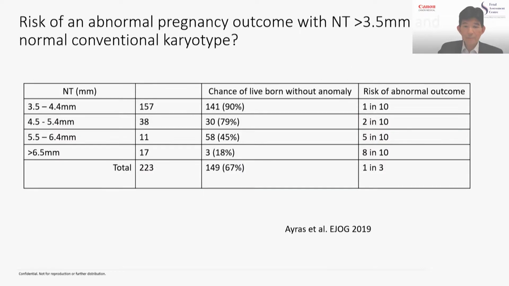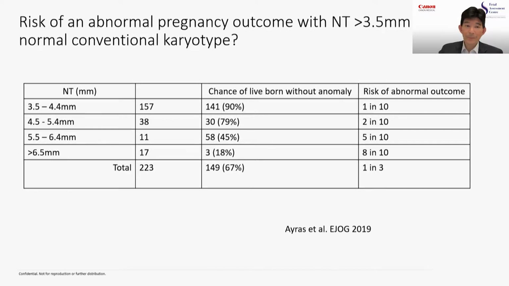Now, this is a very important paper for counseling, and if there's any paper that you remember from this particular talk, I would ask you to remember this one. And this really tells you, counseling-wise, what the chance of a life born with an abnormality is, or what the chance of a life born without the abnormality is. So let's look at the cutoffs, and it's very helpfully triaged into 3.5 to 4.4, 4.5 to 5.4, and so on.